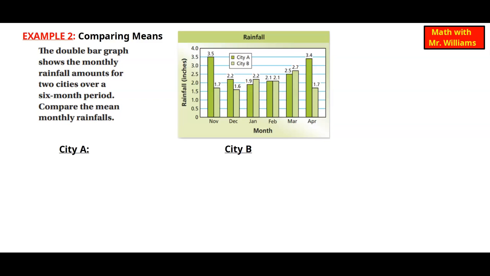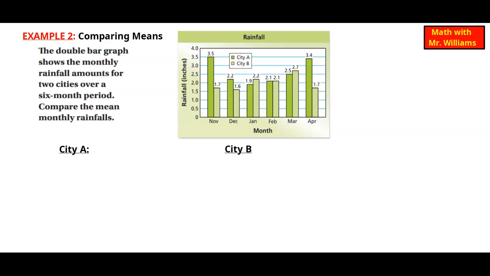Math with Mr. Williams, Example 2, Comparing Means. The double bar graph shows the monthly rainfall amounts for 2 cities over a 6-month period. Compare the mean monthly rainfalls. So we have City A versus City B. We can see it goes by months, November through April. And so let's go ahead and find the mean for just City A.